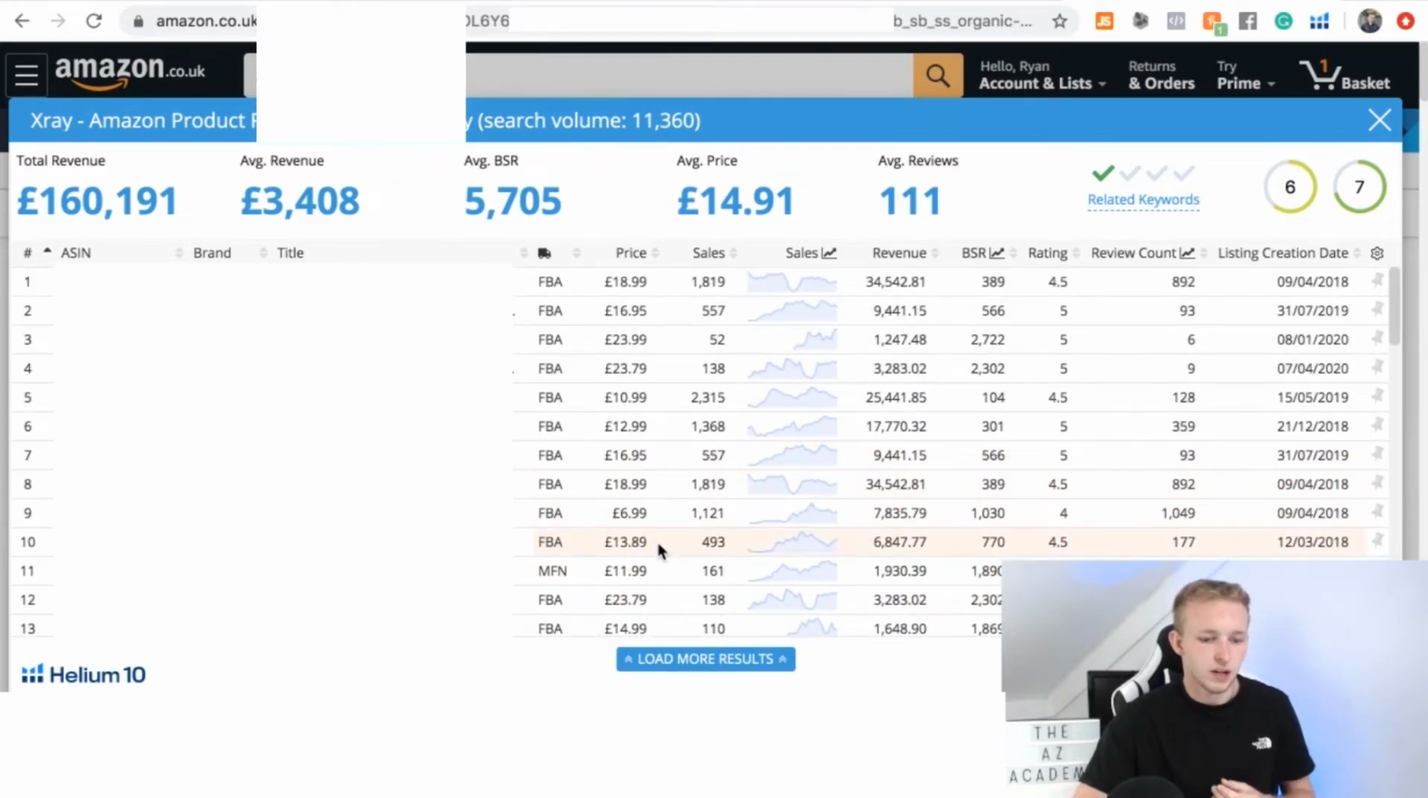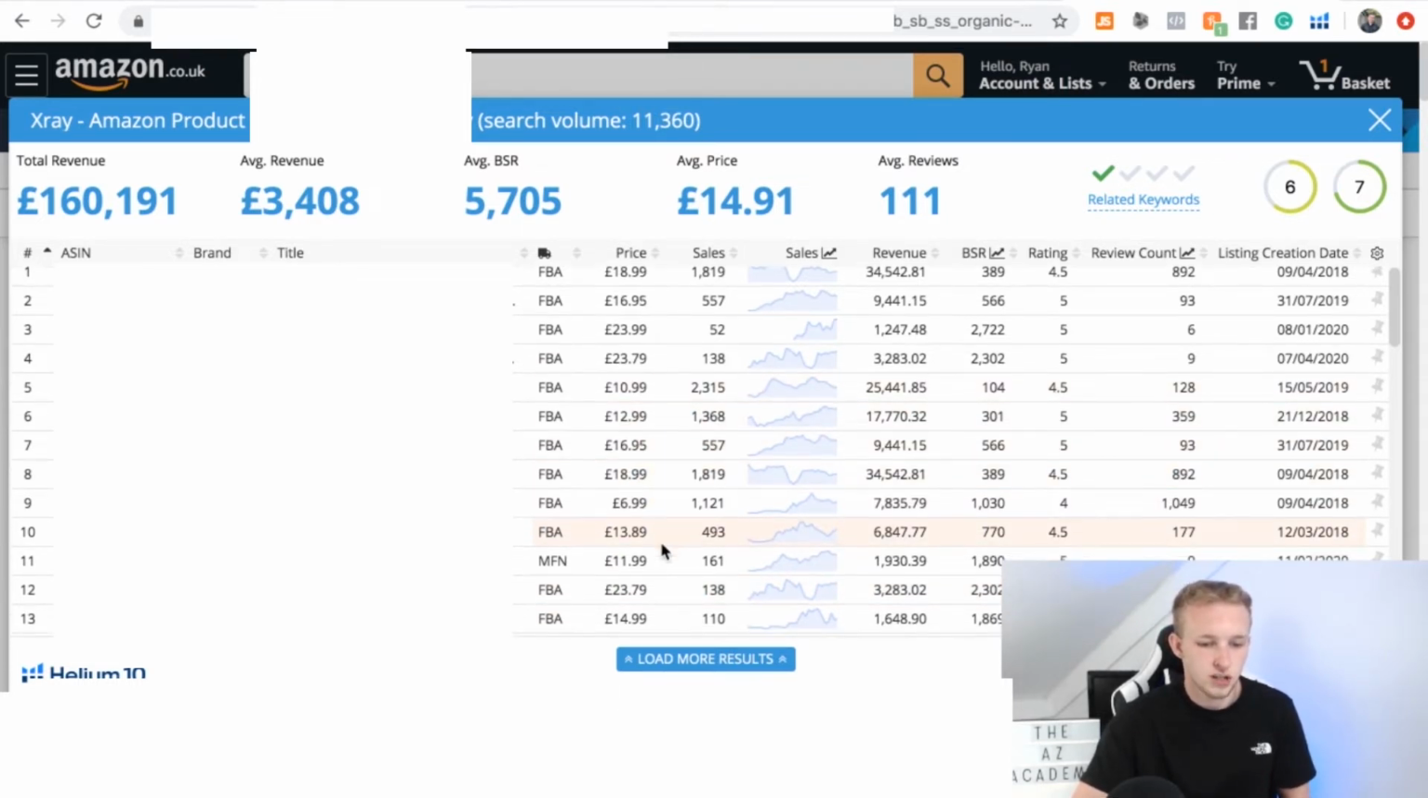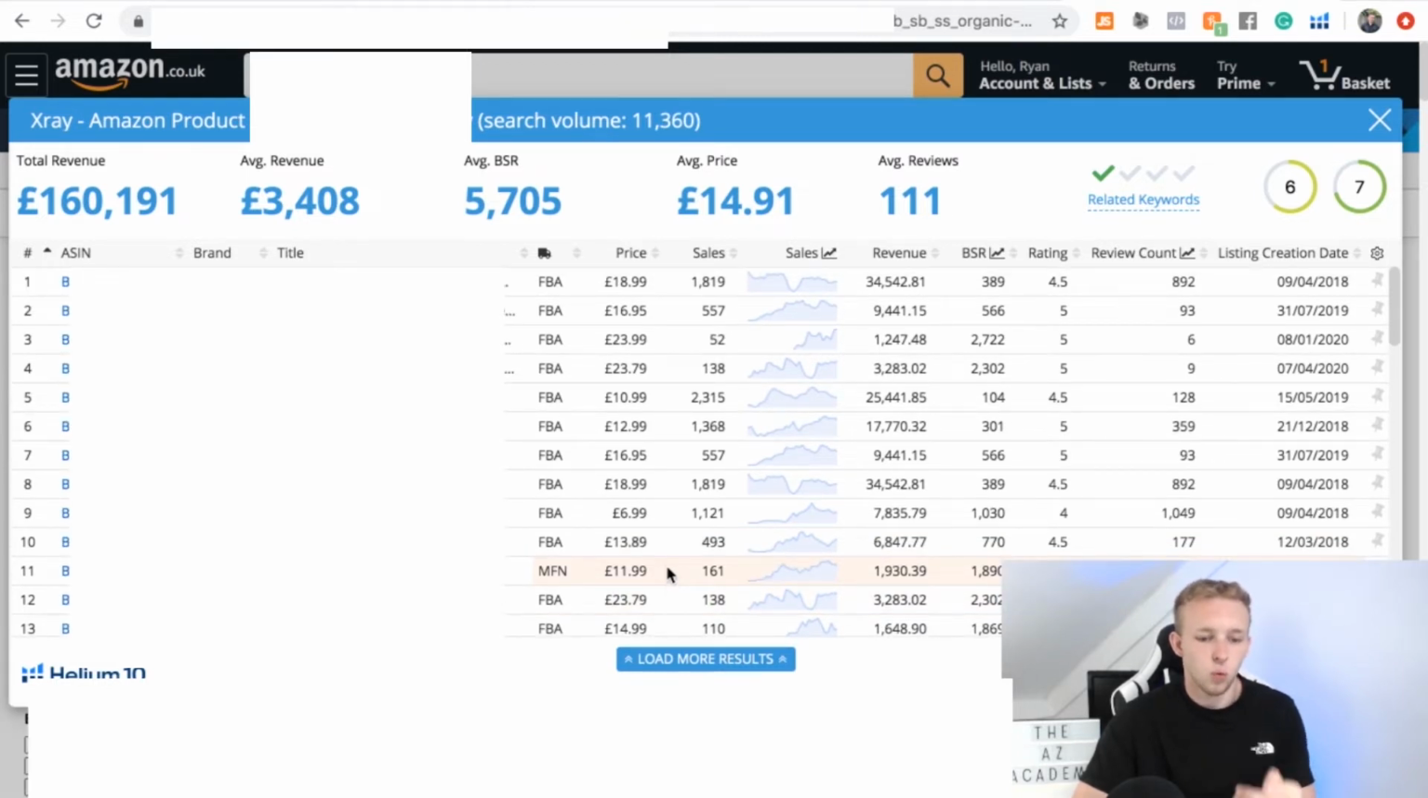I wouldn't look at this and think, okay, that one person is selling it for 24 pounds, so I'm going to go in and sell it for 24 pounds. Because that could bring up issues, it could make it harder for you to rank being such a high price. Obviously, this person has done it, but you don't want to base all your decisions on that one seller.